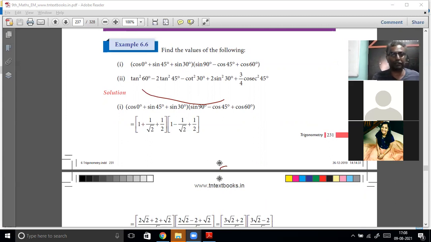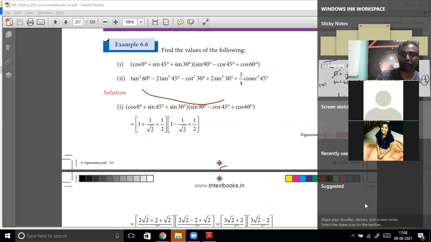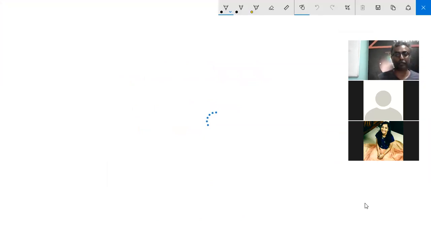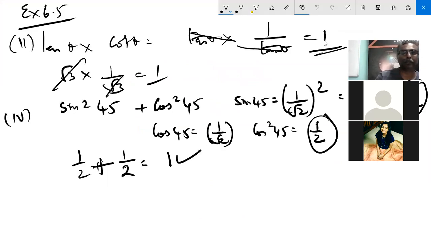Okay, let's do example 6.6 now. We go to the screen now. You got this idea, Pythagorean triplet? It will be very useful if you memorize some Pythagorean triplets. Very useful.